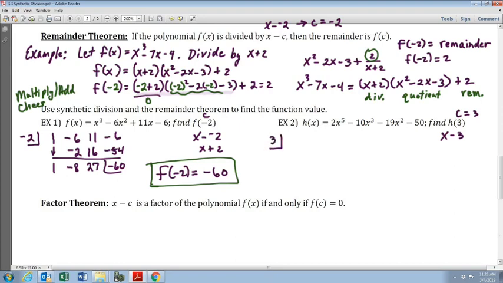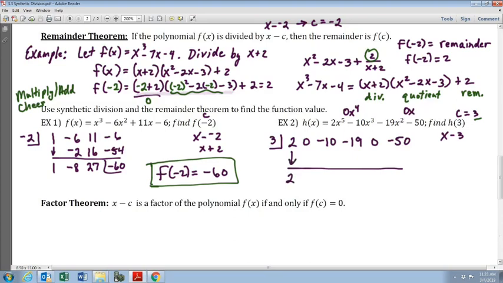So this time we're going to put 3 in the box, which is our c value. But we also know when we divide by x minus 3 that we put a positive 3 in the box. So you can either think of it as the c value, or if you're dividing by x minus 3, you use the opposite sign. So let's go ahead and set this up. Notice that we're missing the x to the 4th term and the x term, and so you're going to need a couple zeros in here. And then you do your synthetic division.